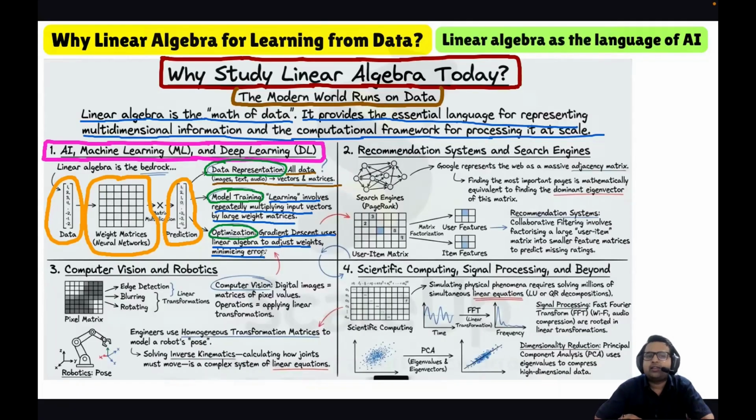In the field of AI, machine learning, and deep learning, linear algebra plays a role in model training. So we multiply the input vector with the weight matrices. That matrix multiplication is taken care of by the principles, the concepts of linear algebra. And linear algebra also plays a role in optimization. Like in AI, ML, and deep learning, we use gradient descent as one of the optimization techniques, and gradient descent makes use of linear algebra to adjust weights, minimize errors, and improve the model accuracy.